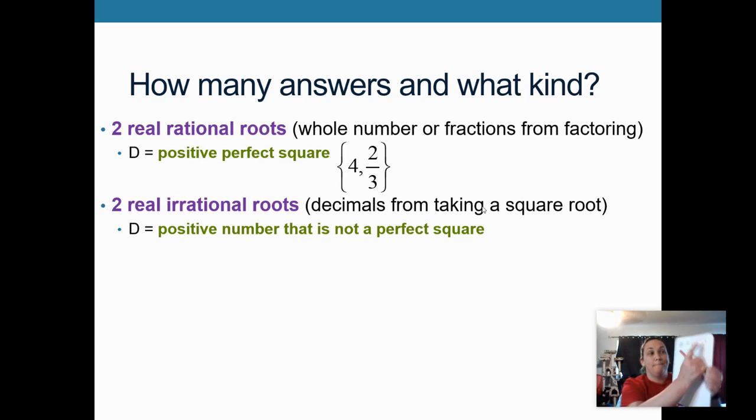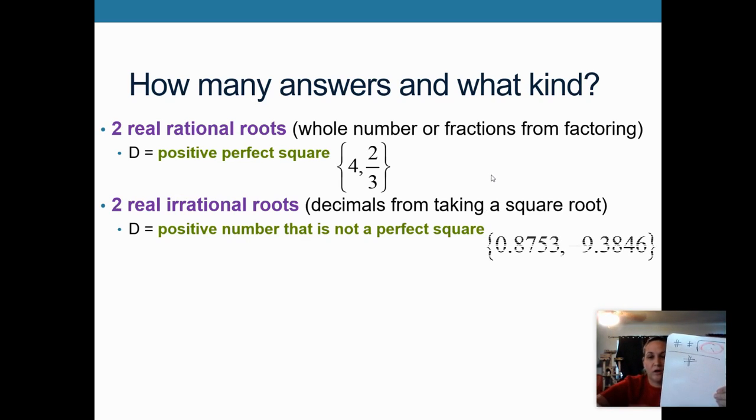That would be like, maybe this number is 17. Well, I don't know the square root of 17. That would give me a not pretty answer. It's going to give you a decimal answer. So this would be a scenario where it would be okay to get decimal answers.